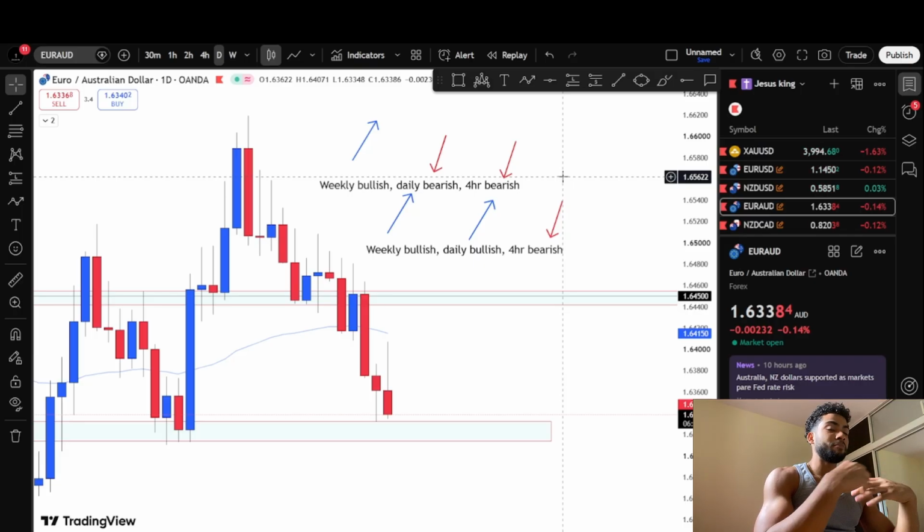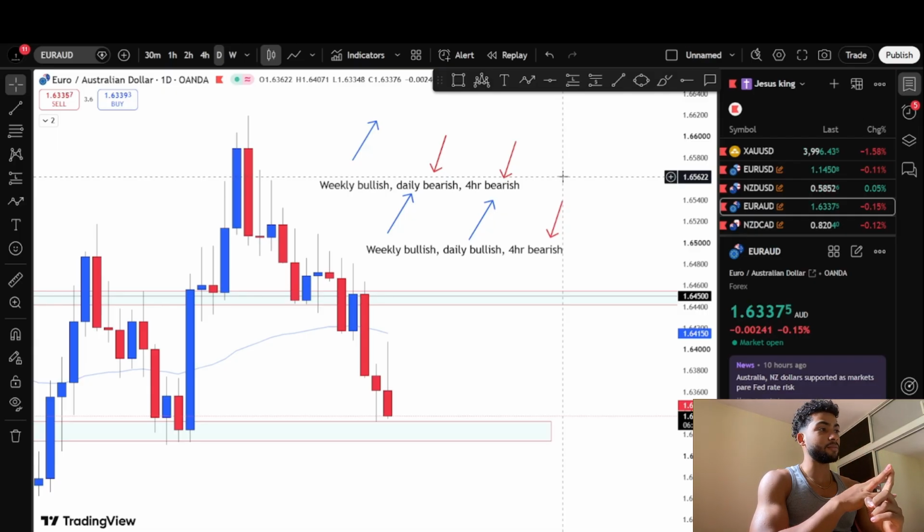I personally like to trade when I have the weekly and the daily, because obviously the weekly is the strongest time frame that there is, and the daily as well. I'd rather have the weekly and the daily in my favor rather than the daily and then the 4 hour. But if I have the three, the weekly, daily, and 4 hour, even better.